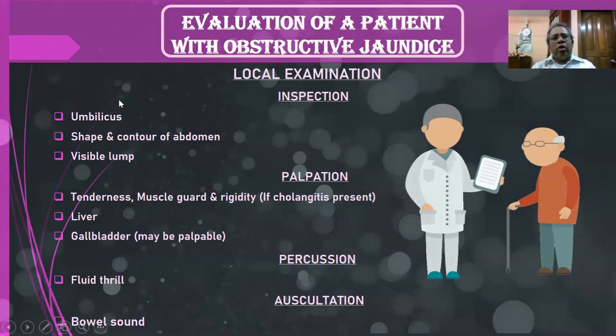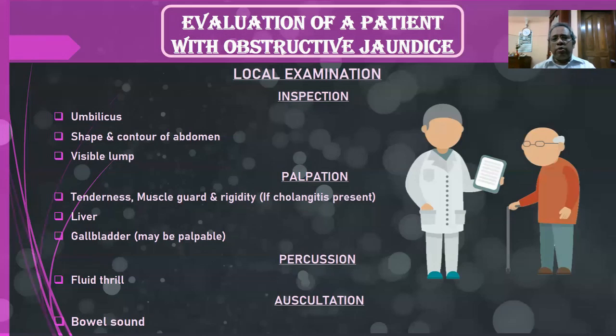Look about the local examination. You inspect the abdomen, because in inspection from outside you look at the umbilicus, shape and contour of the abdomen, and any visible lump. These three things are very important. Because if the patient is having ascites, the abdomen is distended and the shape of the umbilicus is distorted.